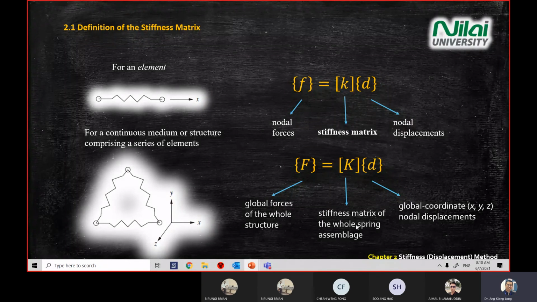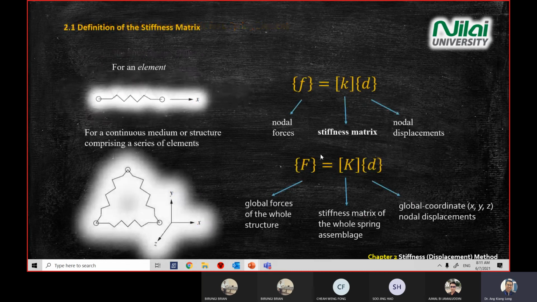Capital K means the whole structure. Okay, so I think it's quite simple. Only need to remember one simple equation, F equals KD. Just need to be careful on the presentation of your answer. Either capital letter or the curly bracket or the square bracket. You have to be careful on this one.